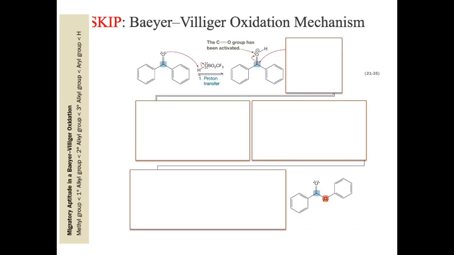Why would we protonate? What's that? Activate the carbonyl. We're activating the carbonyl for nucleophilic attack. Okay. Why do we need to activate it? How strong of a nucleophile is that? Now or before we activate it? How strong of a nucleophile is that?